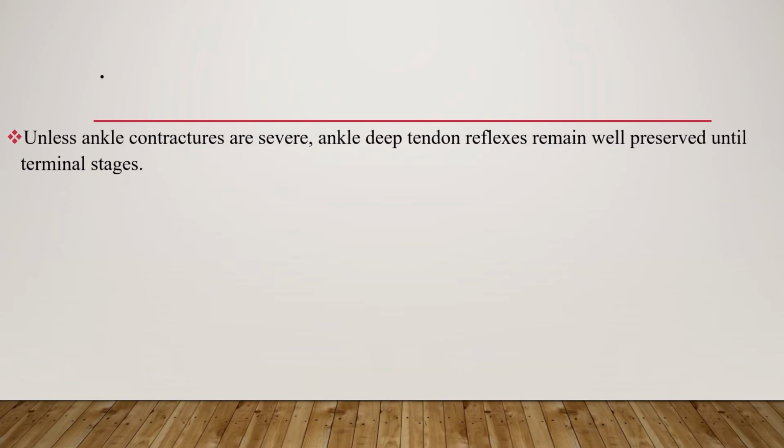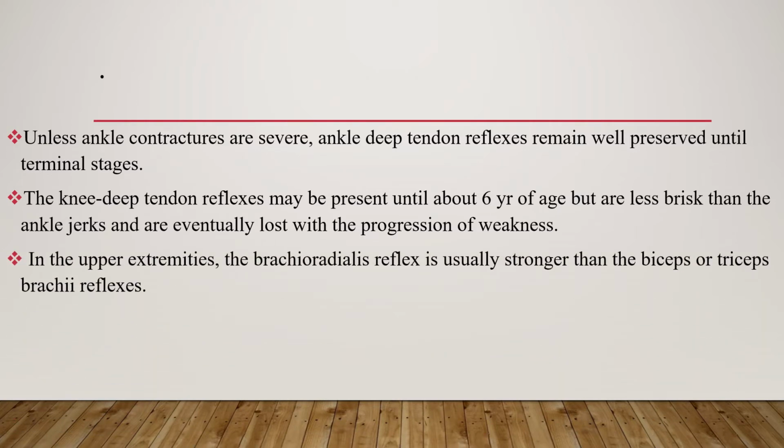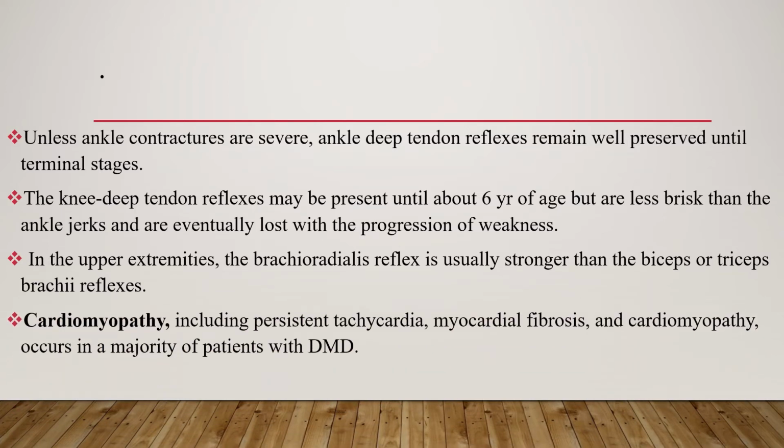Unless ankle contractures are severe, ankle deep tendon reflexes remain well preserved until the terminal stage, and the knee deep tendon reflexes might be present until about 6 years of age, but they are less brisk than the ankle jerks, and they are eventually lost with the progression of weakness. In the upper extremities, the brachioradialis reflex is usually stronger than the biceps or triceps reflexes.